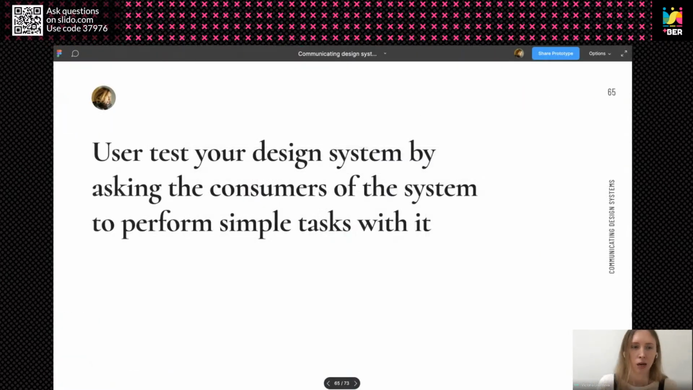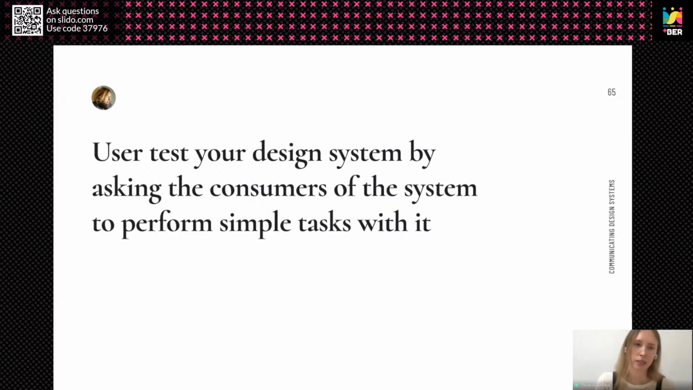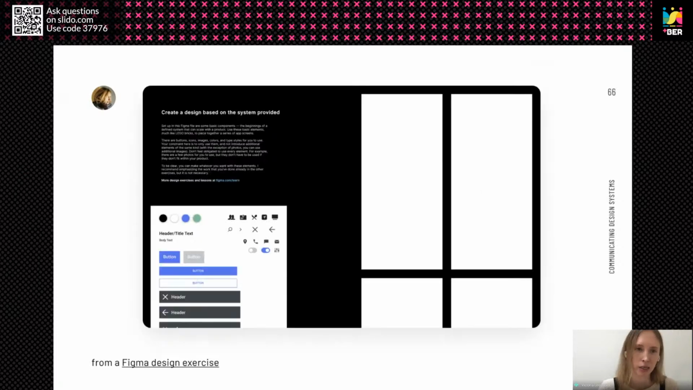And then user test your design systems by asking the consumers of the system to perform simple tasks with it. So, an example of it could be: you have a task and you have a system, and you put together a prototype or an interface with the system. And then you observe it and you interview your users, and you derive what's wrong and what could be improved and what's not very clear or intuitive.